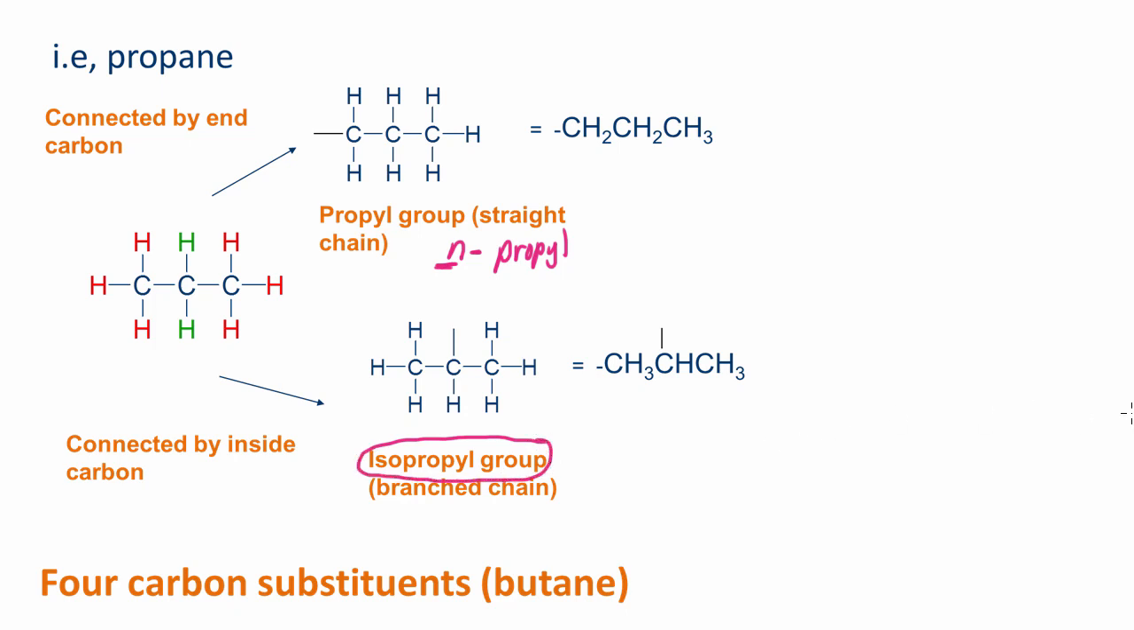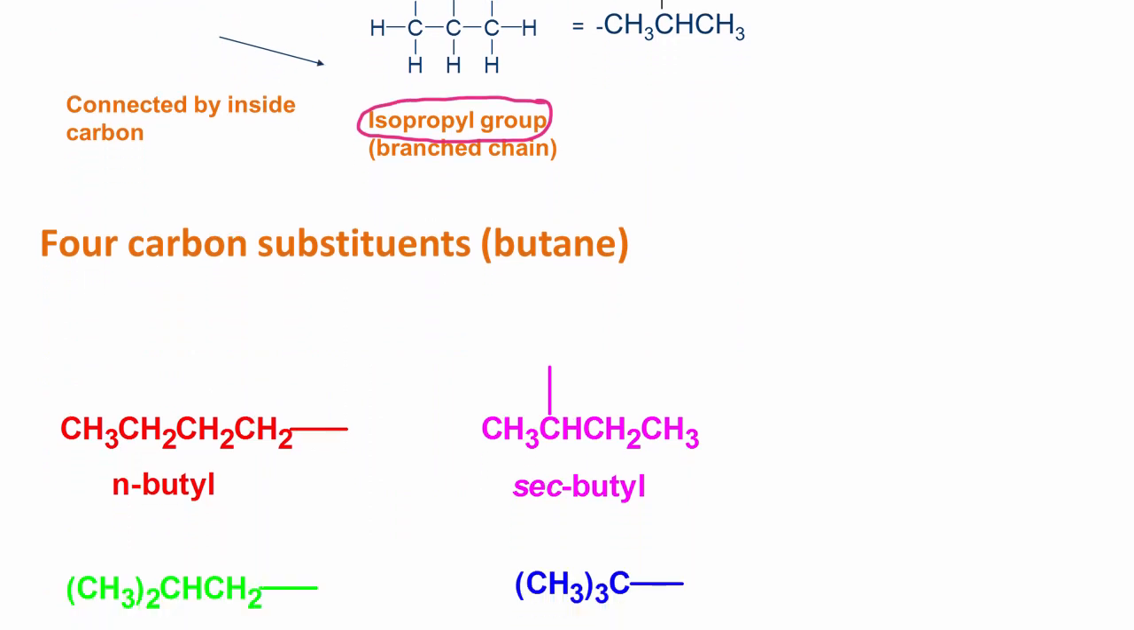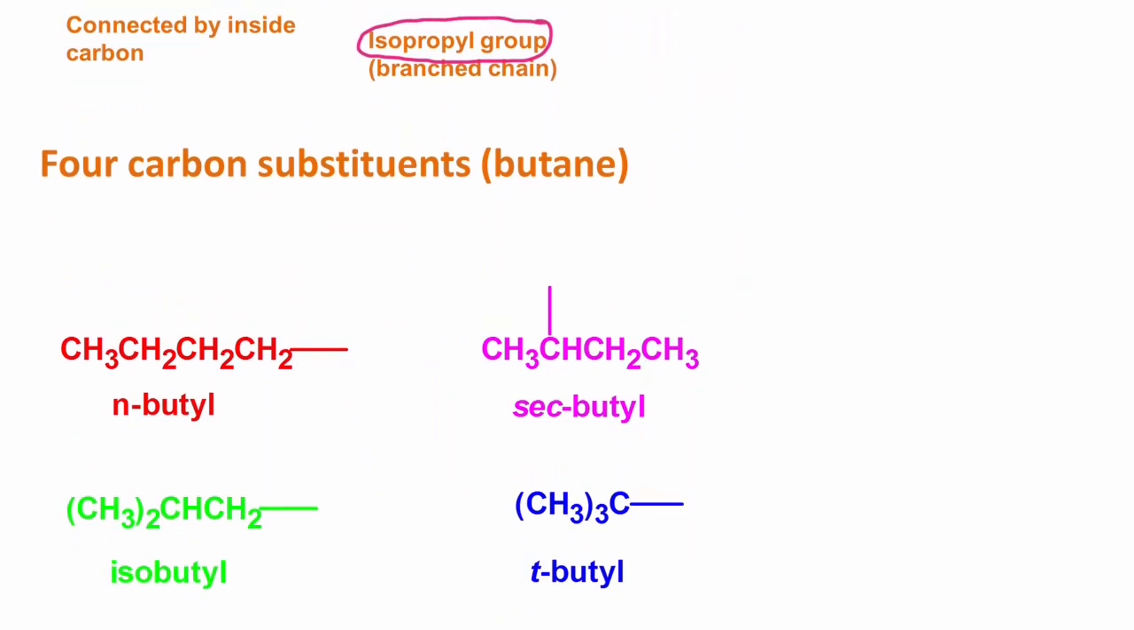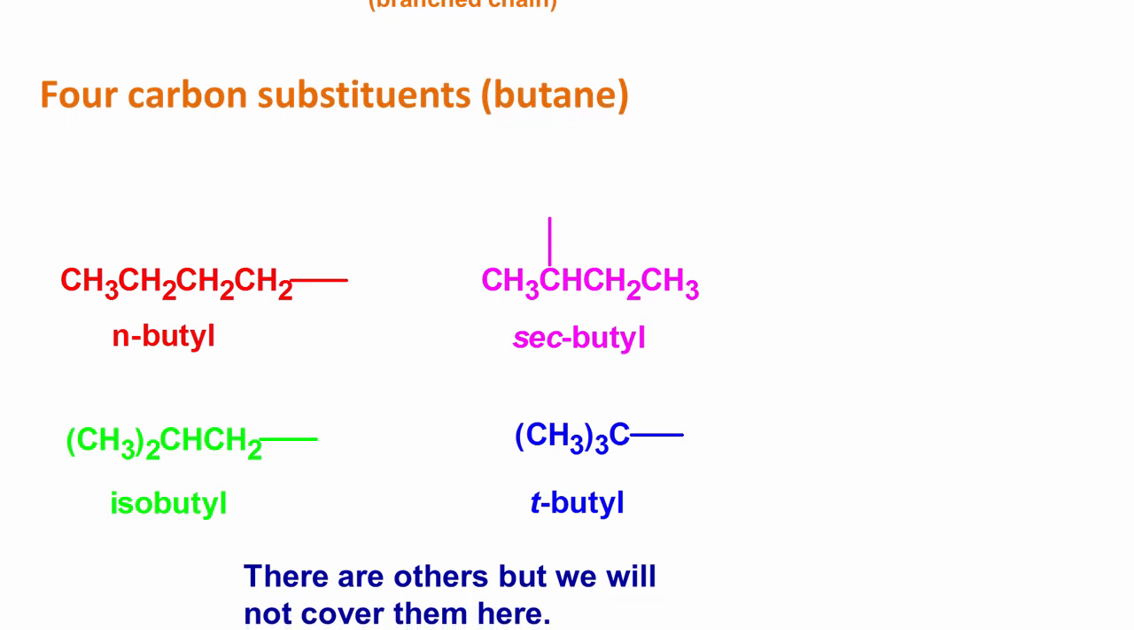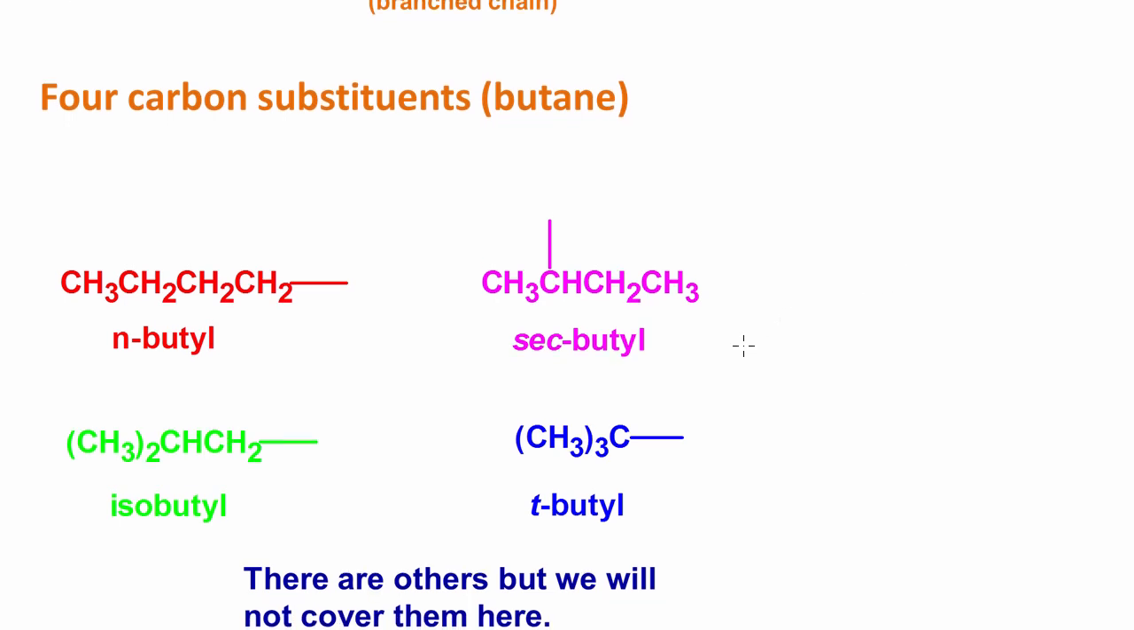Okay. Now, when we get to butane, it gets even a little more complicated. And so there are actually 4 different ways that we can attach the 4-carbon alkyl group. By one of the end carbons here, in this case we would have what we call an n-butyl. By one of these, the second carbon, either this one or this one, that would be called a secondary butyl. Sec is just an abbreviation for secondary.